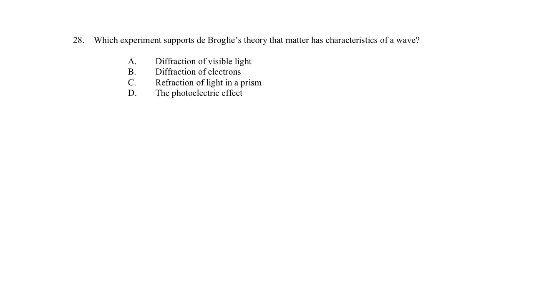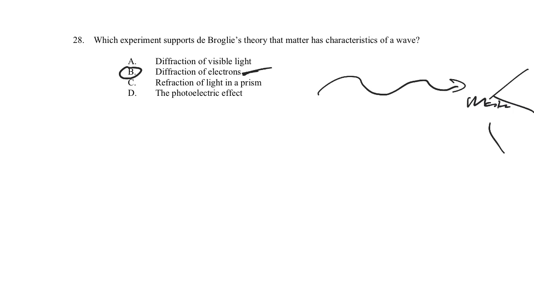Which experiment supports the de Broglie theory that matter has the characteristics of a wave? And so it's the diffraction of electrons. When you pass electrons through matter and they're deflected, that shows those electrons have a wave nature, and if they hit matter and are deflected off the matter, you get a particular pattern indicative of the crystal structure of that matter. So the diffraction of electrons by matter, like X-ray diffraction, supports the de Broglie theory of electrons.